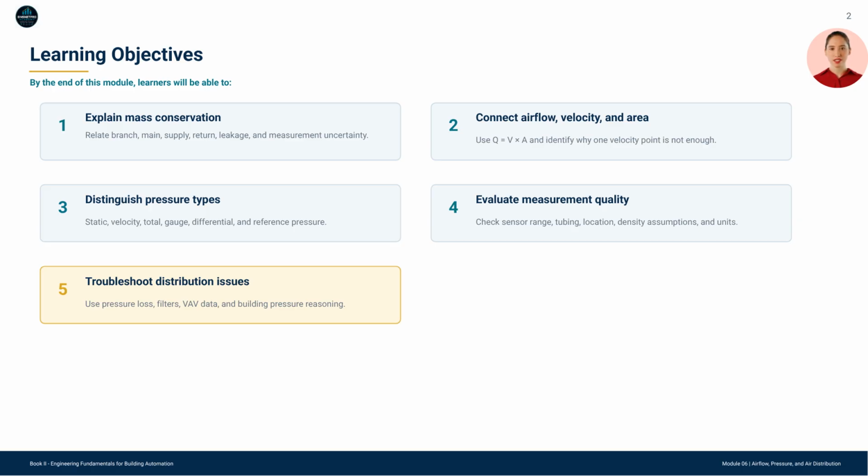Think like a field engineer. If the airflow value looks wrong, ask whether the duct size is correct, whether the velocity signal is valid, whether the units were mapped properly, and whether the sensor is installed where the air profile is stable. If the pressure value looks wrong, ask where the reference is. The goal is to build confidence in the data before using that data to change the system.